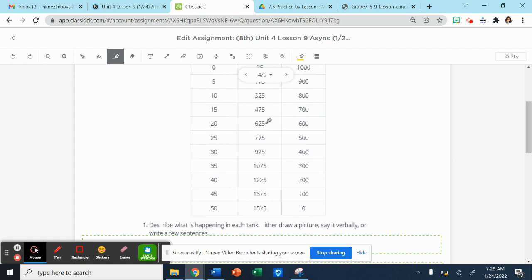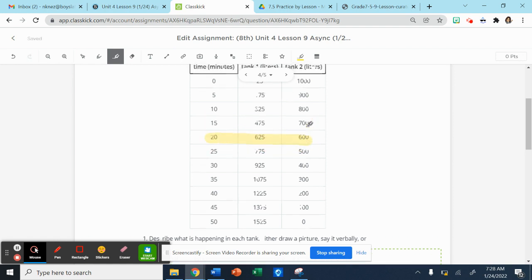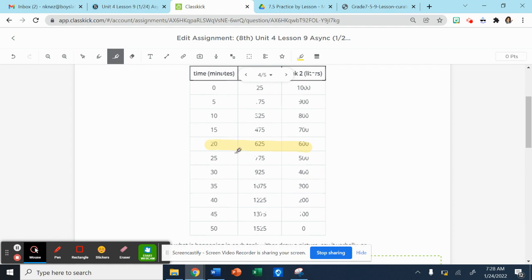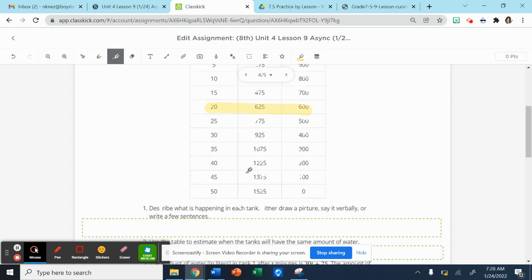So you might have noticed that right around 20, that's when tank 1 has more water than tank 2 for the first time. And so you can imagine that just before 20 minutes, the tanks will have exactly the same water. Tank 2 will be getting close to 600, and tank 1 will be getting close to 600, and they will converge.